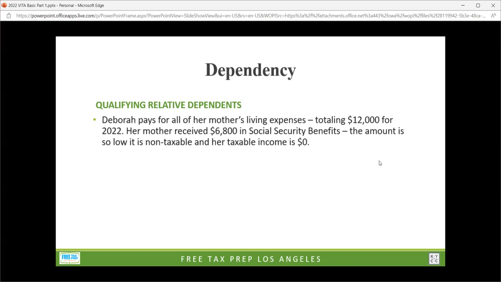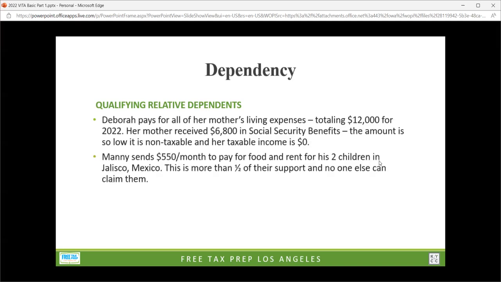Yes. Why? Because let's go over the requirements. She paid more than half of her support. Her mother did not make any money, because her taxable income is zero, because her Social Security was very low. So in this case, Deborah could claim her mother on her tax return.